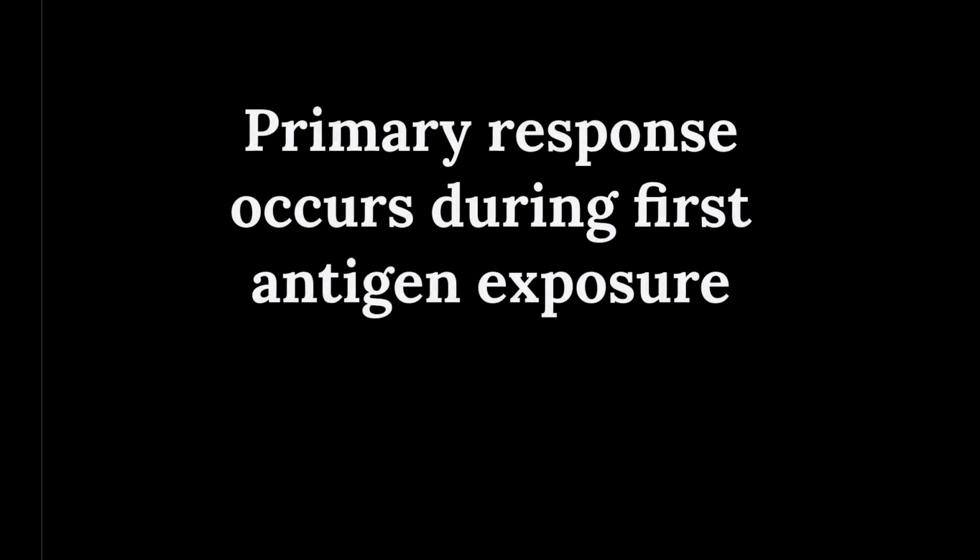Primary response occurs during the first antigen exposure. The immune system takes time to recognize the pathogen. B and T lymphocytes are activated, producing antibodies. Memory cells are formed during this process. Symptoms are more likely as the body learns to fight the pathogen.